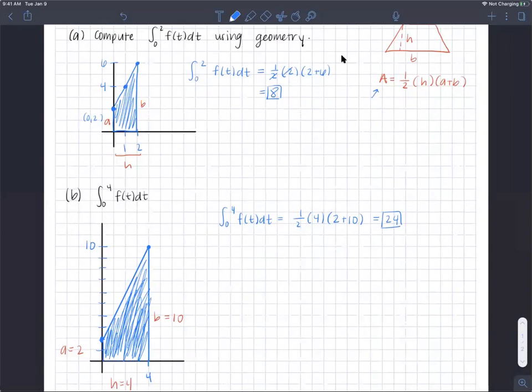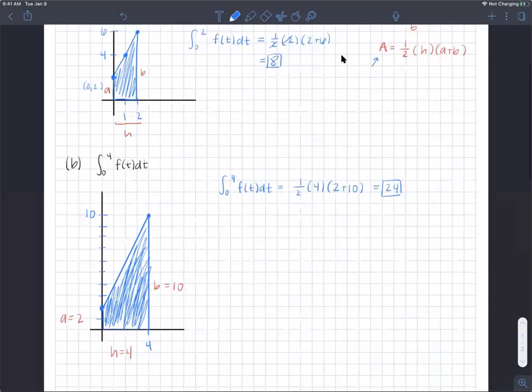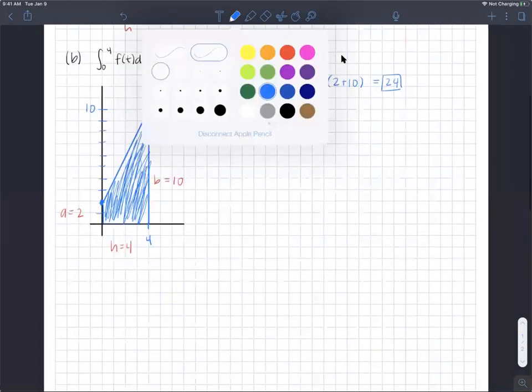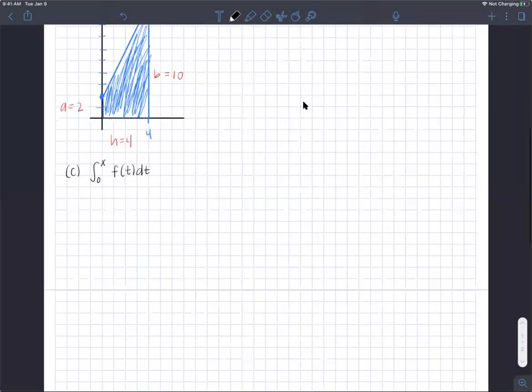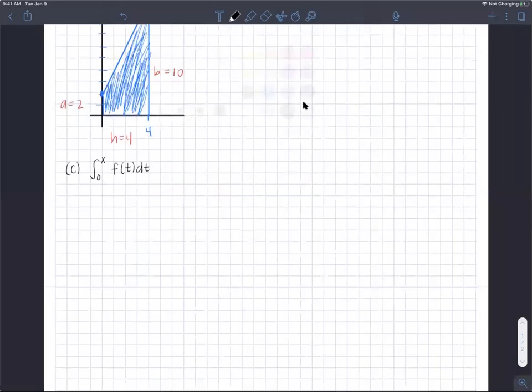Okay. So then part C is going to be compute the integral from 0 to any real number x of f of t dt. And so what we're going to have is our graph is going to look like this.